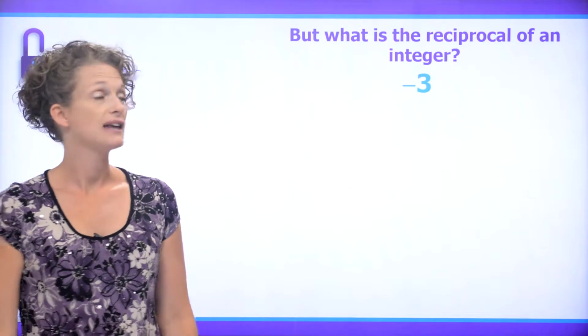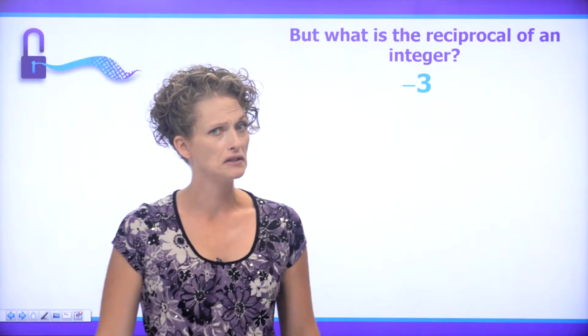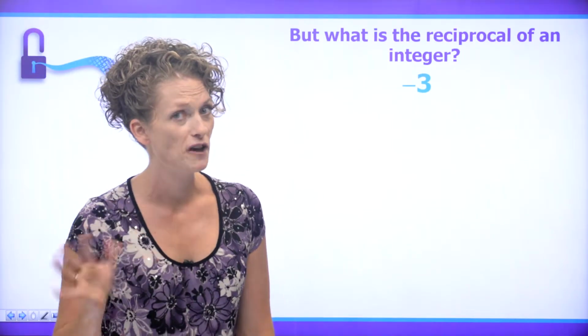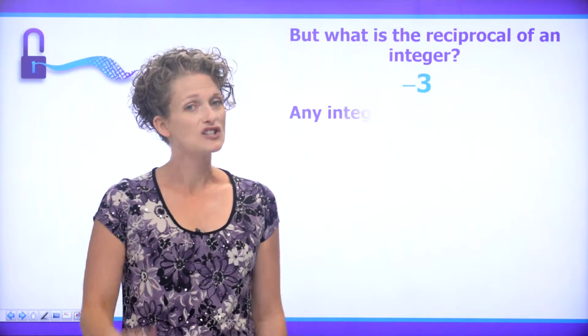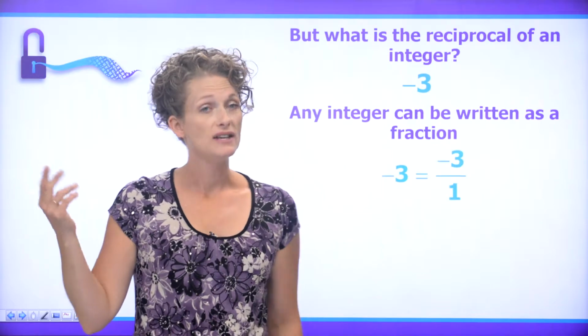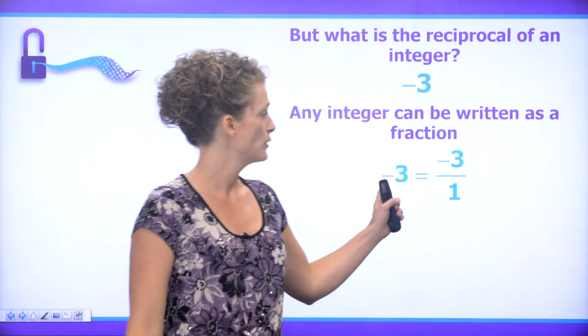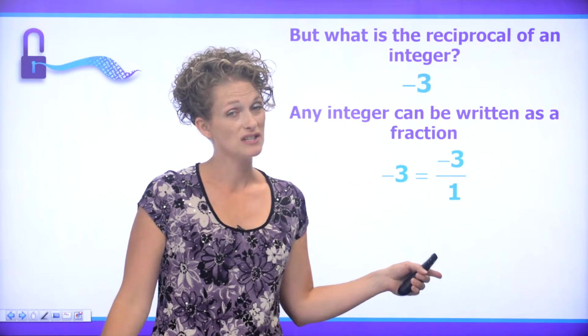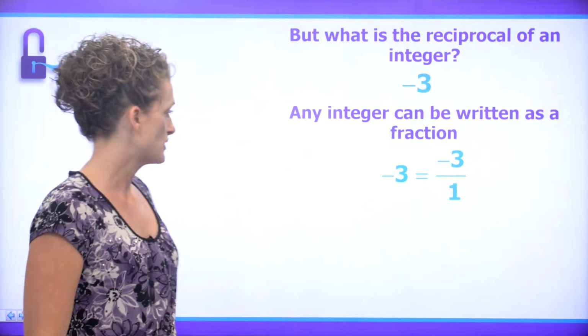So let's have a look at an integer. Well, it doesn't look like a fraction, so how do I find the reciprocal? Well, actually, you can write any integer as a fraction. Always there is a 1 below the integer. We just don't see it. It's understood to be there. We just don't need to write it down.